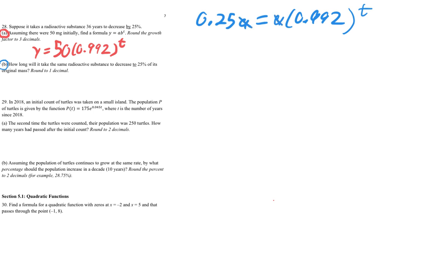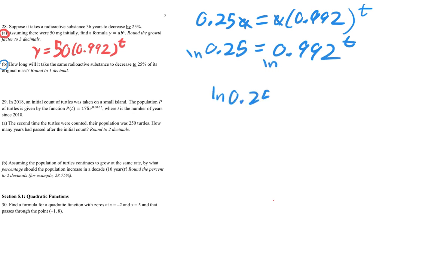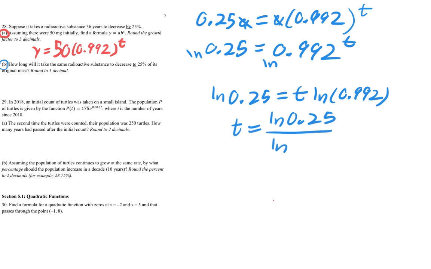Our A's are going to go away, so we're left with 0.25 is equal to 0.992 to the power of T. What we're going to do is take a natural log of both sides. So natural log of 0.25 is equal to T times natural log of 0.992. So we know that T is equal to natural log of 0.25 over natural log of 0.992. That's going to leave us with T is equal to 172.6 years.